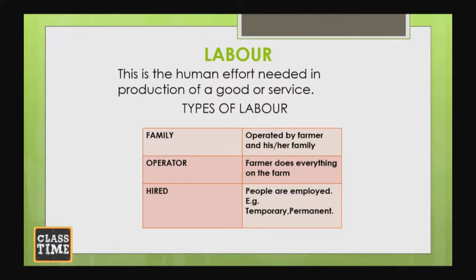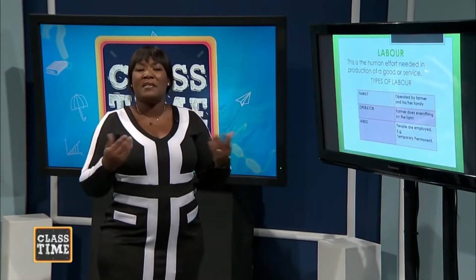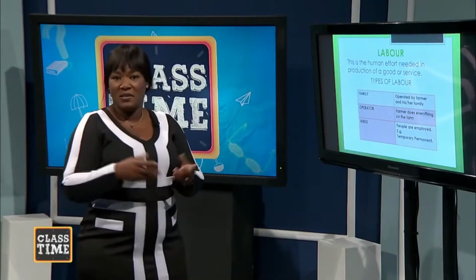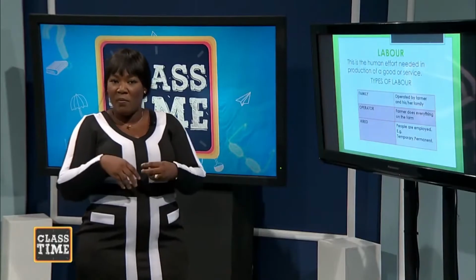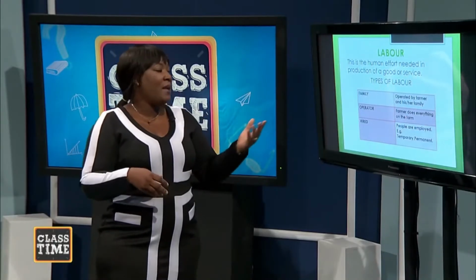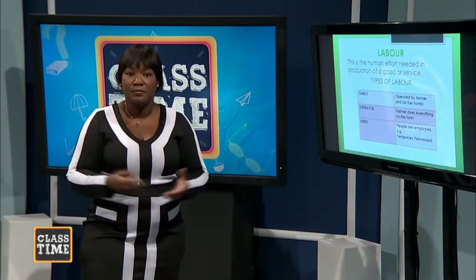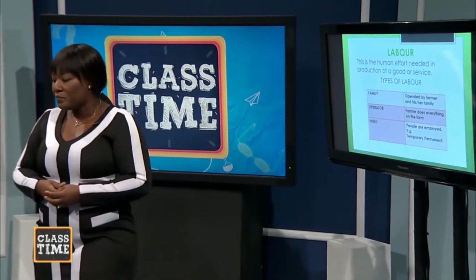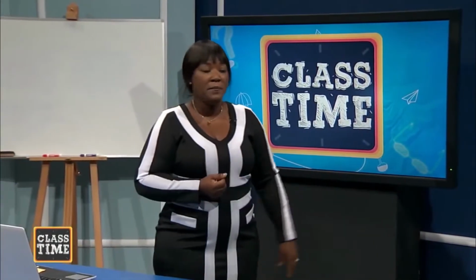Now, hired labor lends to people being employed to work for you. Here we have temporary and permanent. Temporary labor lends to maybe employing seasonal persons. So if you're planting soil, there's a time when you're going to harvest, right? So you would employ persons to come to work seasonally for you. And we look at permanent labor, where persons are employed and they come to work every day. Permanent workers.